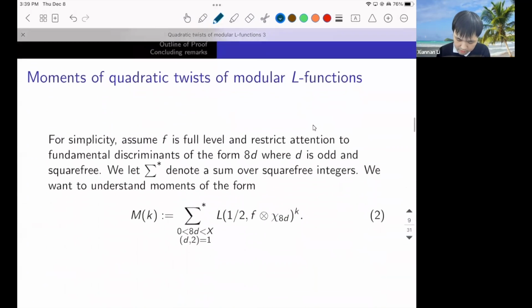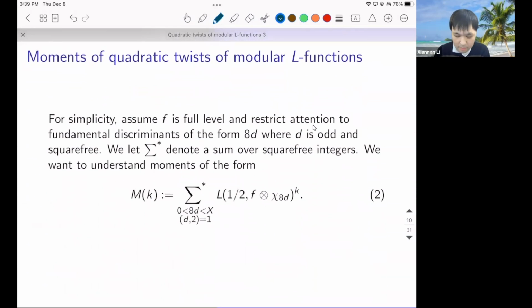The family I'm going to consider is going to be quadratic twists of modular L functions. For simplicity, I'll assume that f is full level, and we'll restrict our attention to fundamental discriminants, which are 8d or d, where d is odd and square free. So these are also of the form 4 times an even square free number. I'll let this sigma star be a sum over square free integers, and then we want to understand moments of this form. Okay. You don't necessarily need to remember all these conditions.